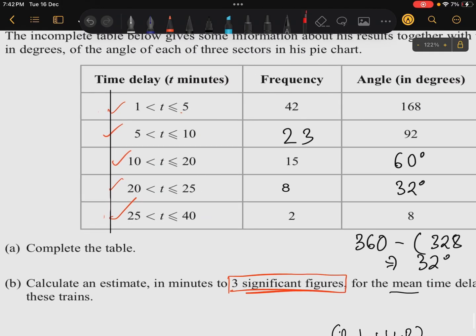So we have to calculate the midpoint of all the individual classes, and we have to make a separate column where we put these values. So for example, 1 plus 5 is 6, 6 divided by 2 is 3. 5 plus 10 is 15, by 2 is 7.5. 10 plus 20 is 30, divided by 2 is 15. 20 plus 25 is 45, by 2, which is 22.5. 25 plus 40 is 65, divided by 2 gives you 32.5.